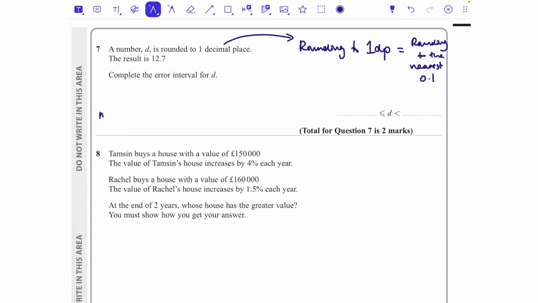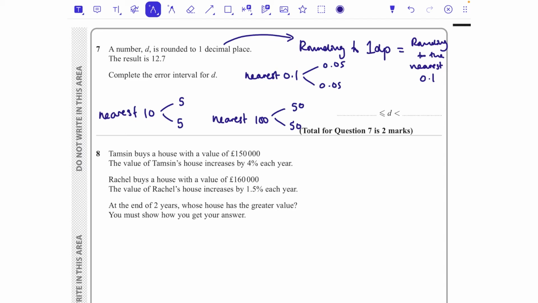Now, if you're rounding to the nearest 10, you would go 5 above and 5 below, and that would tell you the maximum and the minimum. If you were rounding to the nearest 100, you'd go 50 above and 50 below, and that would tell you the biggest and the smallest. If you're rounding to the nearest 0.1, half of that is 0.05. So we're going to go 0.05 above, which is 12.75, and 0.05 below, which is 12.65. So half what you're rounding to. If you were rounding to the nearest 1 whole, you do 0.5 above and 0.5 below.